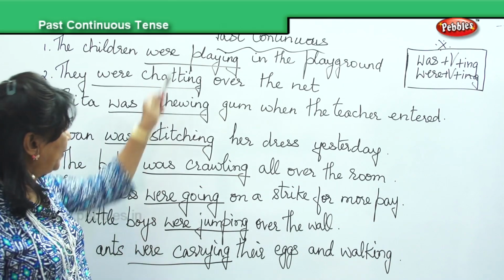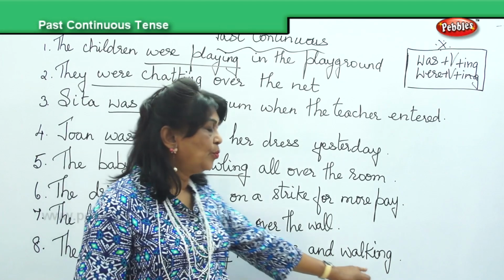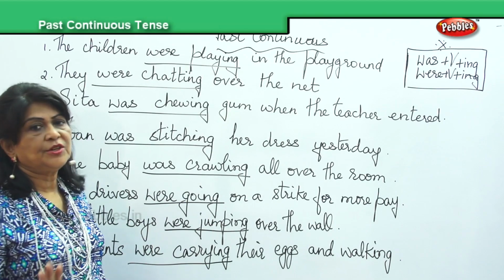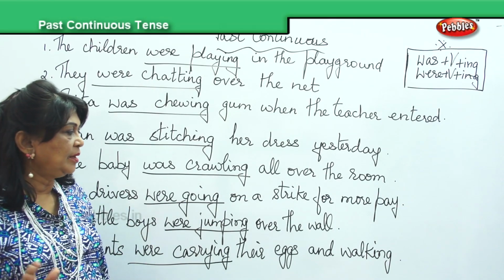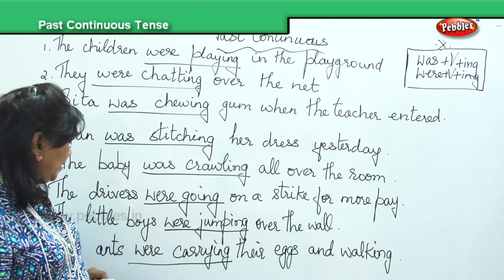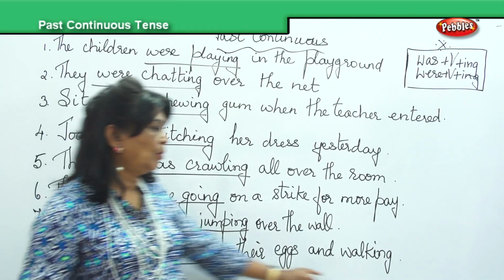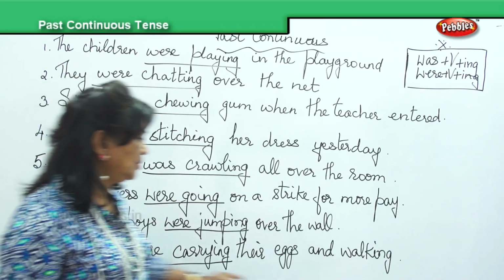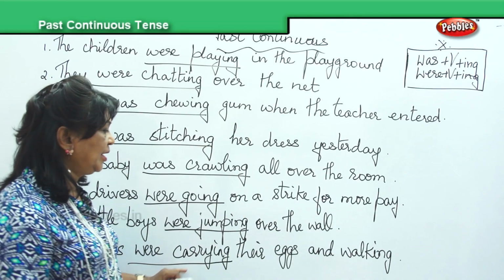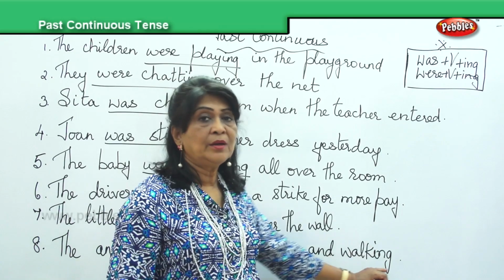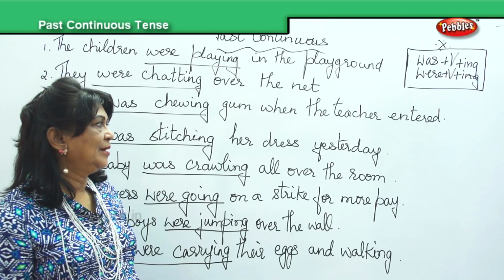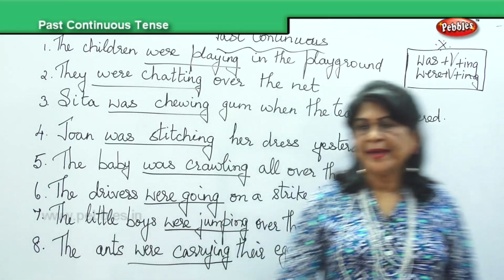So this is past continuous. And walking, that walking here is just continuous tense. Okay, it can be past continuous or present continuous. If we just say were carrying, were walking, that also becomes past continuous. The ants were carrying their eggs and were walking. So that also becomes past continuous tense. Okay, shall we just recapitulate?